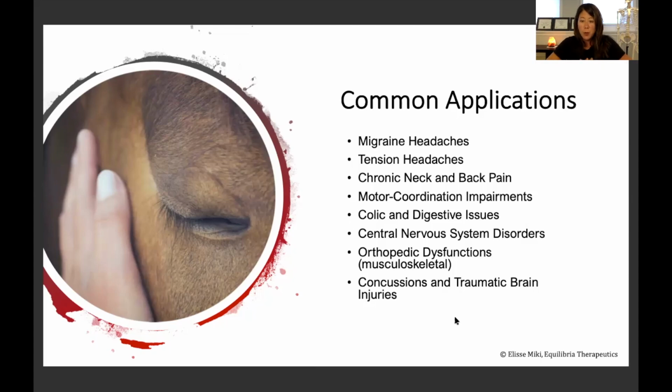Now also, craniosacral can absolutely be used to treat orthopedic dysfunctions. So orthopedic meaning just like a soft tissue injury, a sprain, a strain, or a tendinopathy. Of course, we can use craniosacral to treat that and also check the rest of the body to see if there's any other effects going on. In humans, cranial is used very frequently for TBIs and concussions.